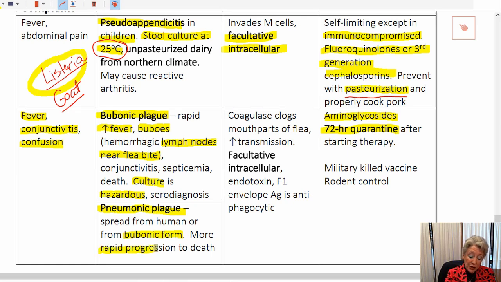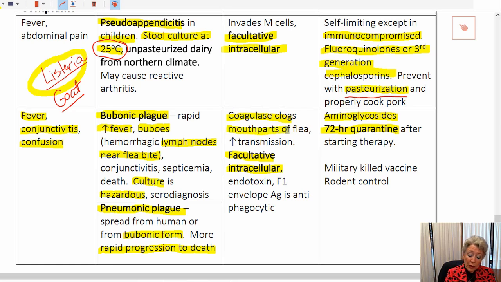But the distinction is a much more rapid progression to death. It takes only a couple of days to kill you after acquiring the pneumonic form. These are facultative intracellulars all throughout the genus. Remember, this is our second coagulase positive organism, if you recall. Our first one was Staph aureus.